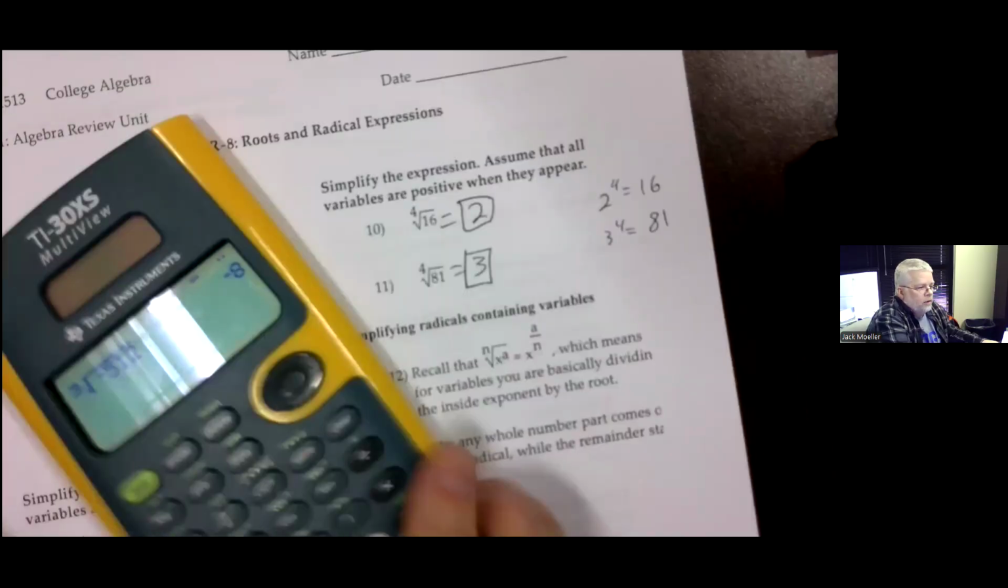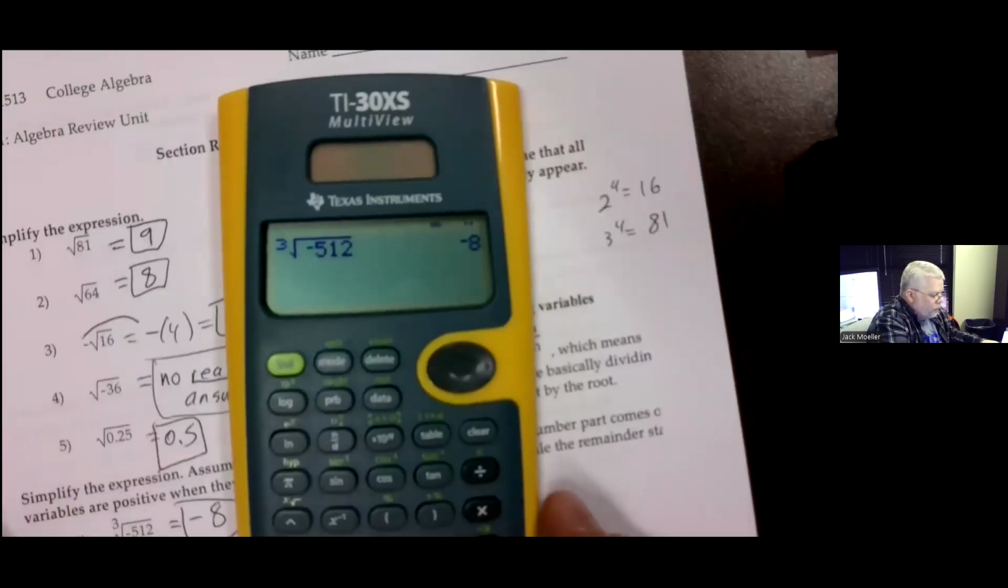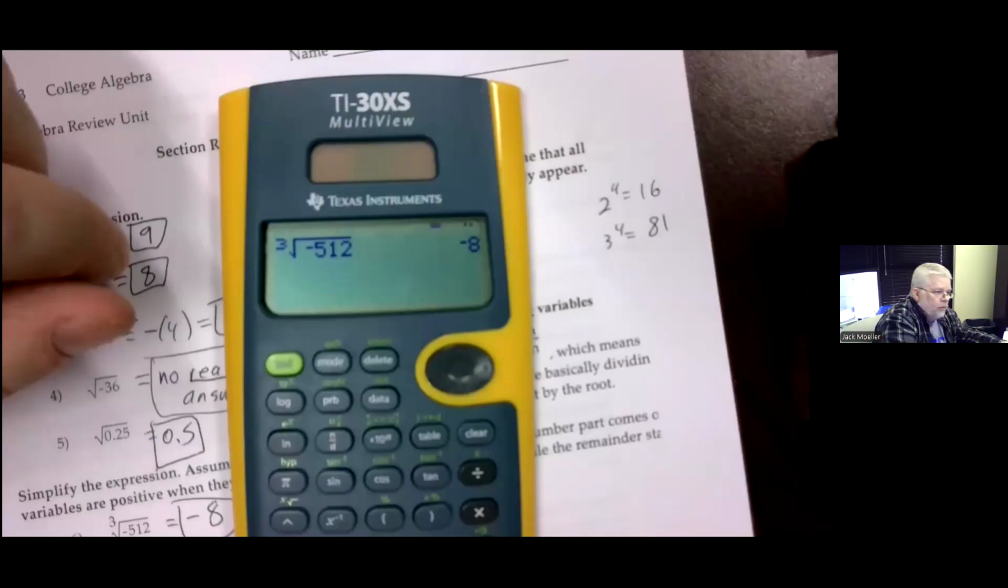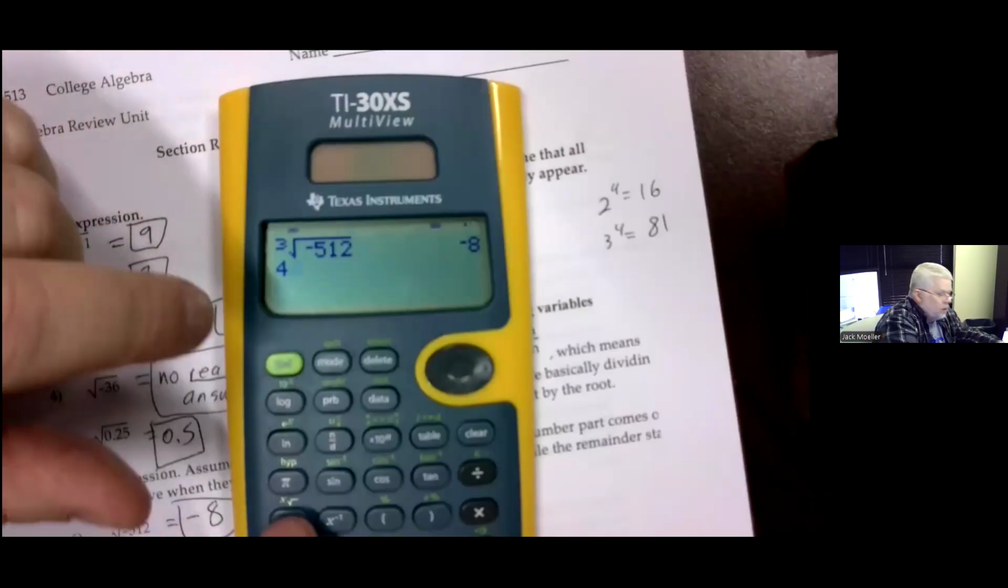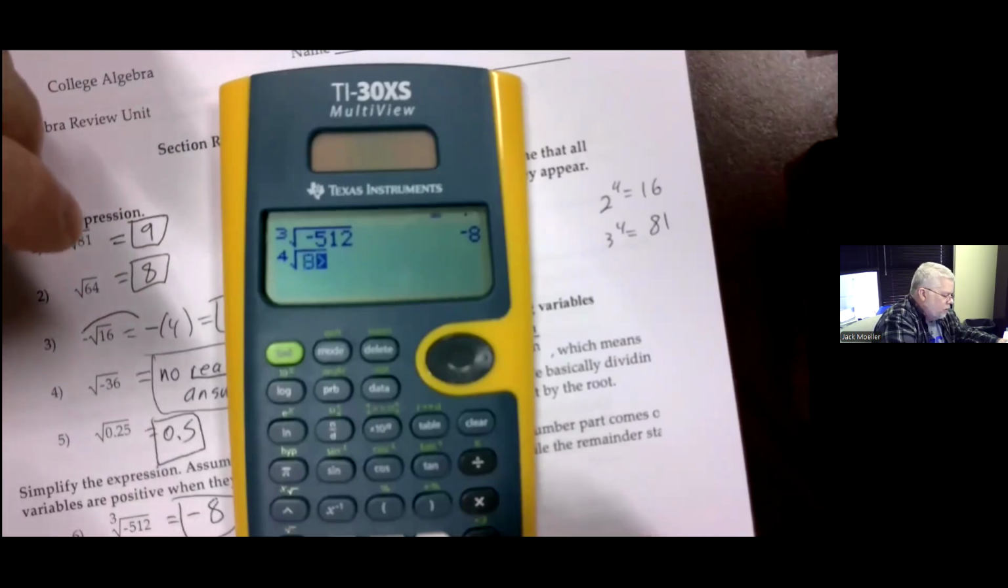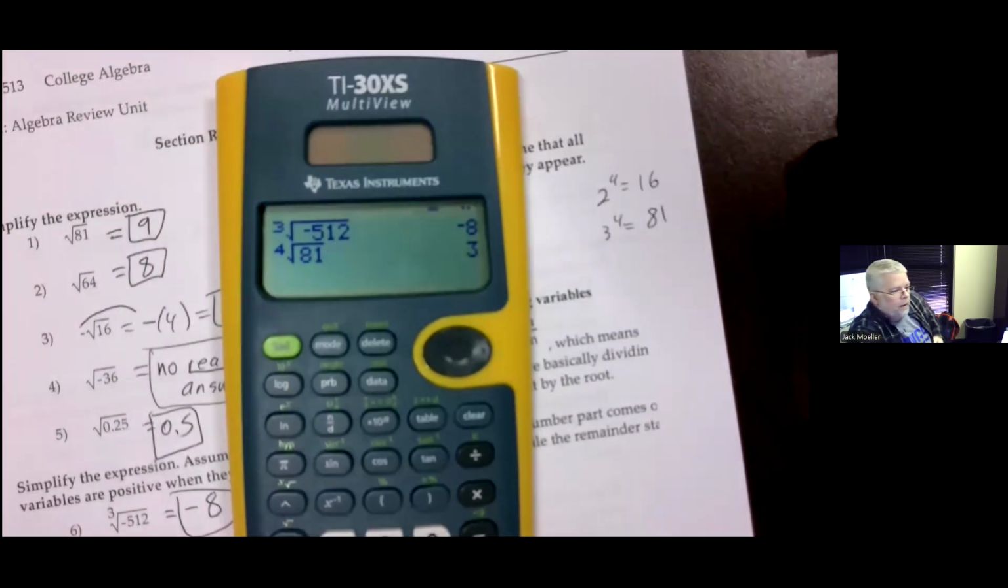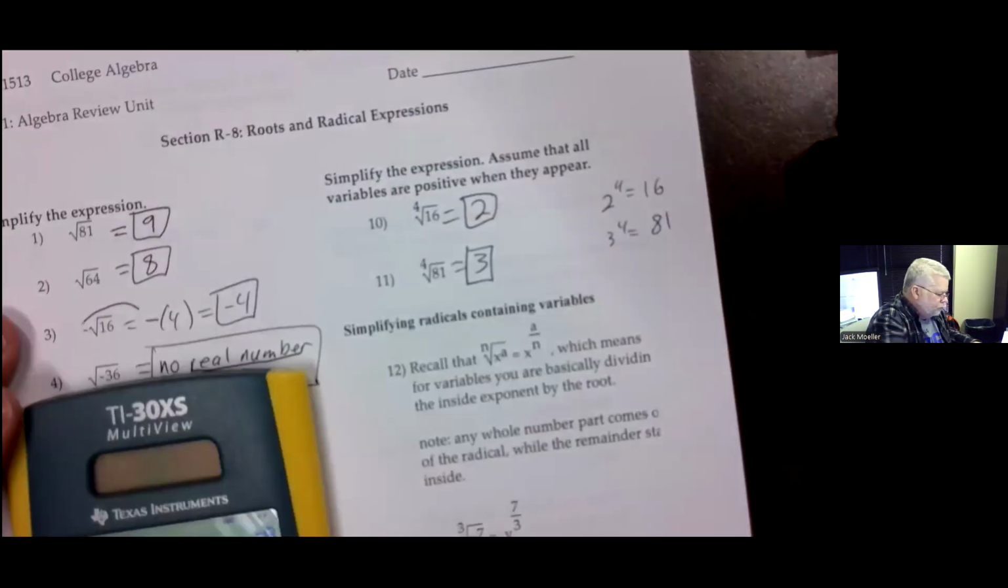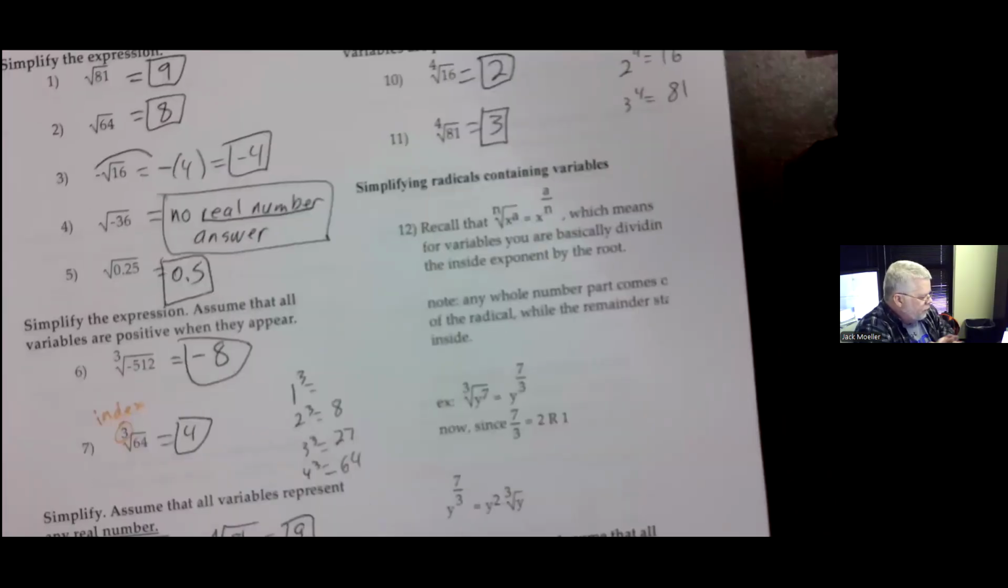And again, you can do these on your calculator. So if I want the fourth root of 81, I would do 4, and then the radical sign, and then 81. Bam, there you go. Okay. All right, so this is the warm up. Those are simplifying the perfect squares.